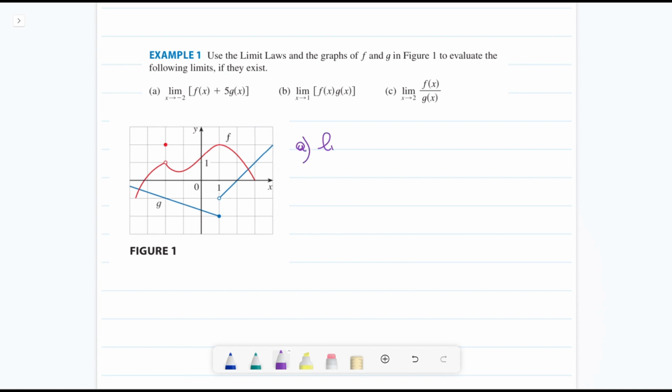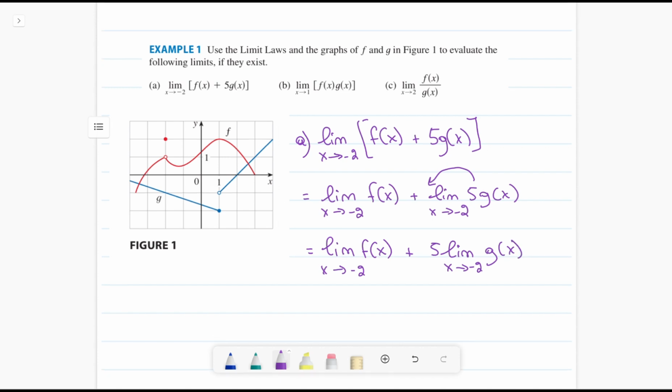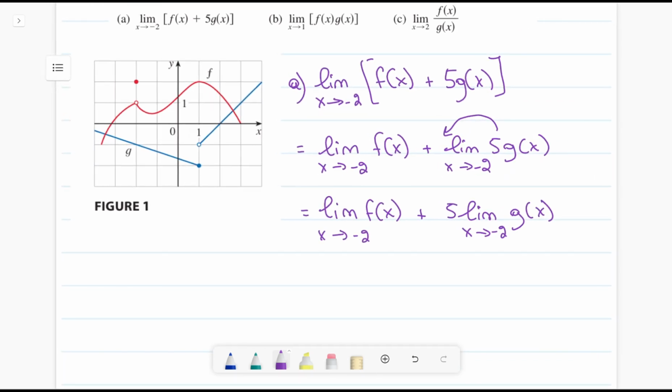As we learned earlier, the limit as x approaches negative 2 of f of x plus 5g of x, we can separate these because we have addition in between. So this becomes limit of f of x as x approaches negative 2 plus limit of 5g of x as x approaches negative 2. And then we have a constant in front of g of x, so we can take this constant outside the limit. So this becomes 5 times the limit of g of x as x approaches negative 2. Now let us find these limits.